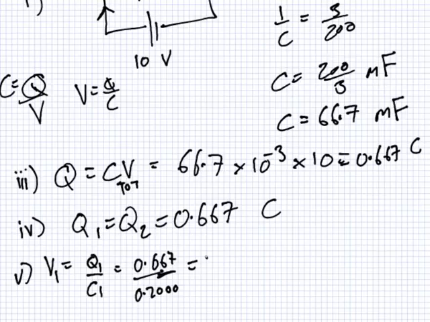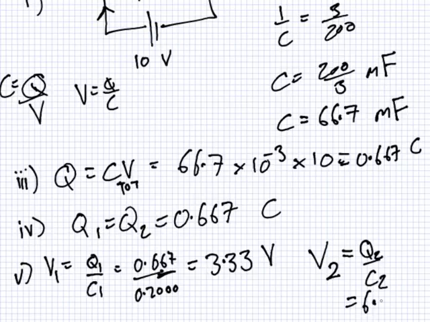So I get 3.33 volts. So actually I should know what V2 is without having to calculate it. Should be 6.67 volts, because the total needs to make 10. If you want, you can use the formula again, but you'll get 6.67 volts as the answer.